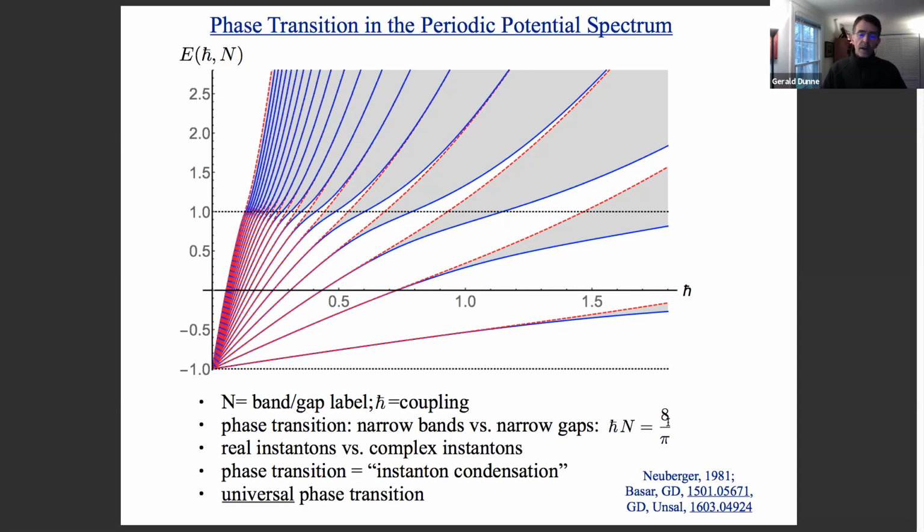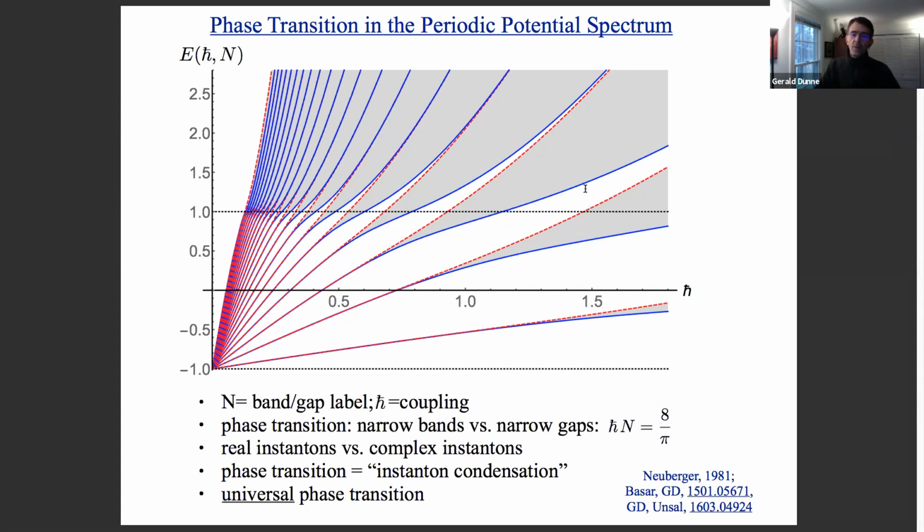And there's an interesting instanton effect here because we all know very well that down here, the narrow bands can be described by this instanton type approximation, tunneling between neighboring wells. But it turns out that the narrow gaps up here can be described in terms of complex instantons. Up here, the turning points are in the complex plane because the energy is above the potential. But the instantons that tunnel between these complex turning points, when exponentiated, give the width of the gaps.